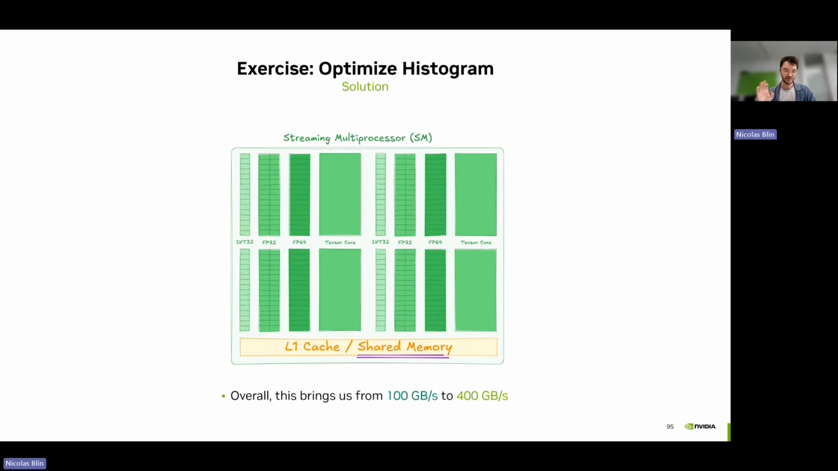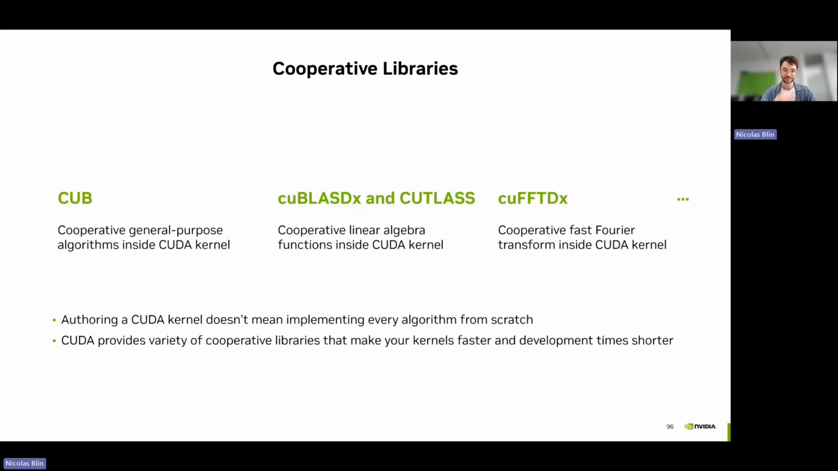Thing is, we've made a higher level mistake here. When we first started using GPUs, we relied on accelerated libraries. But now, because we're writing our own CUDA kernel, we're trying to implement everything from scratch all over again, while we could use libraries. So authoring a CUDA kernel doesn't mean you have to reinvent everything.